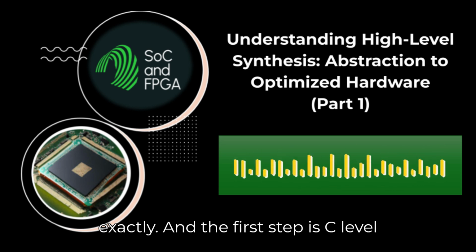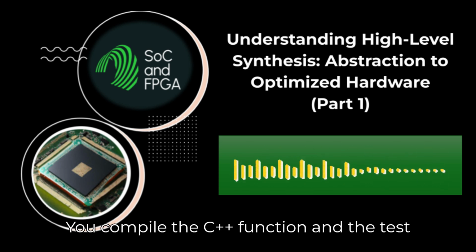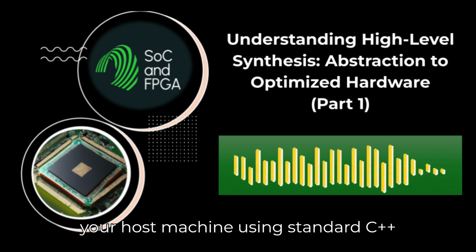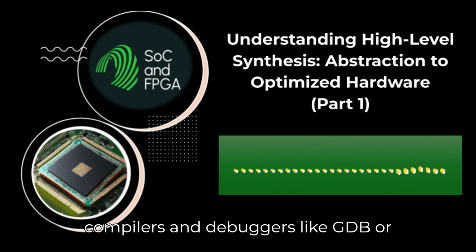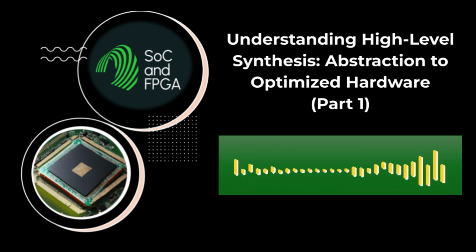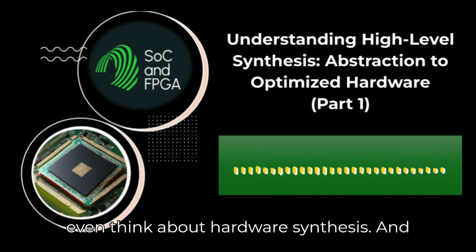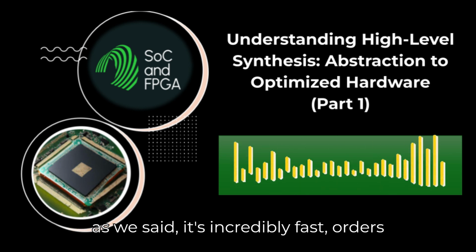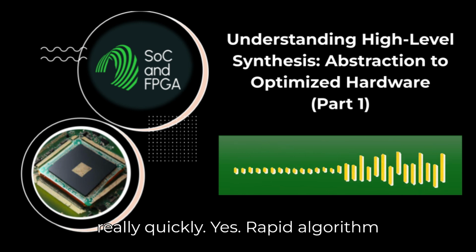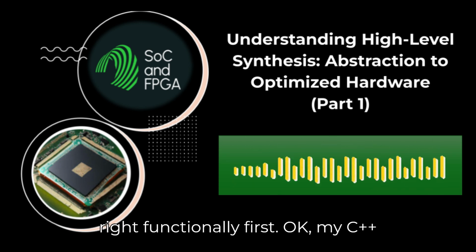Exactly. And the first step is C-level simulation. Okay, so you run everything on your computer first. What's the benefit? You compile the C++ function and the test bench together and run it directly on your host machine using standard C++ compilers and debuggers like GDB or Visual Studio's debugger. So you can use familiar software tools to find bugs. Precisely. This validates that your algorithm is logically correct before you even think about hardware synthesis. And as we said, it's incredibly fast, orders of magnitude faster than RTL simulation. So you get that fundamental logic right really quickly. Yes. Rapid algorithm iteration. Fast bug fixing. Get it right functionally first.